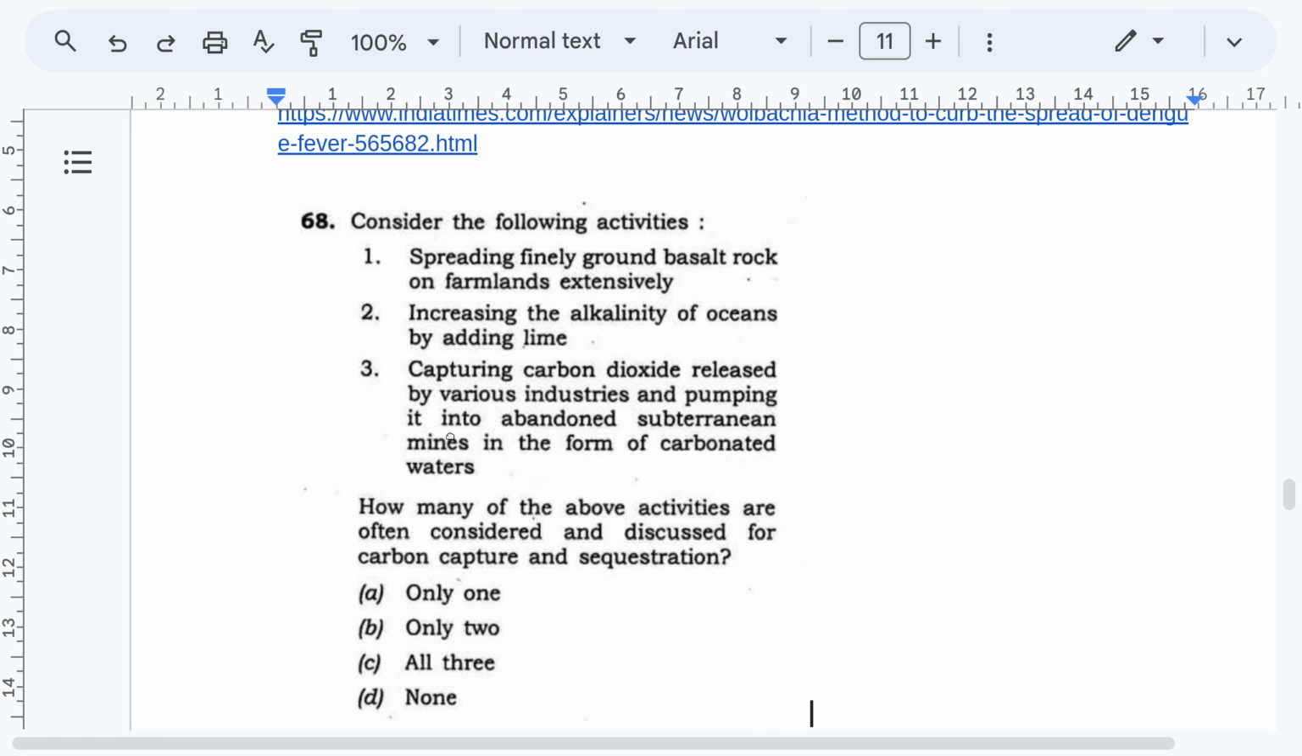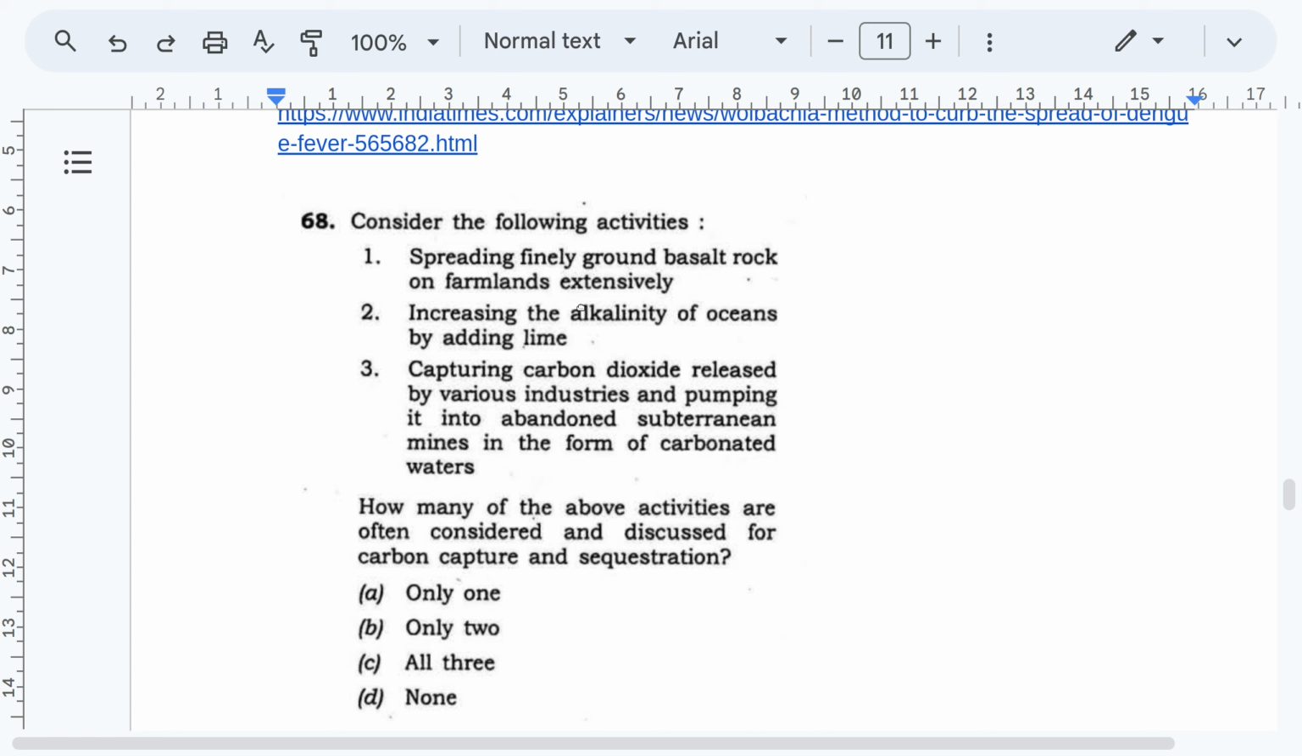Even if you don't know whether that is true, you could say that this is likely to be true. It's only saying considered and discussed, not effectively implemented or anything like that. So it is very likely for this to be true. But if you see the first option, spreading finely ground basalt rock on farmlands extensively, you may think that though it may help capture carbon, how will it affect farmlands? Is that actually discussed as a solution? You may think like that.